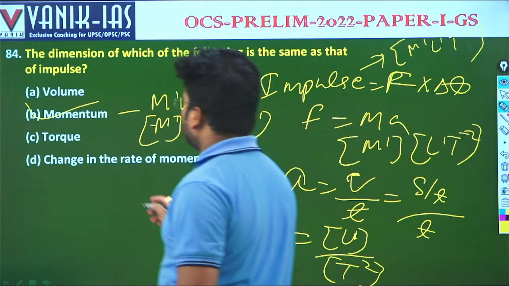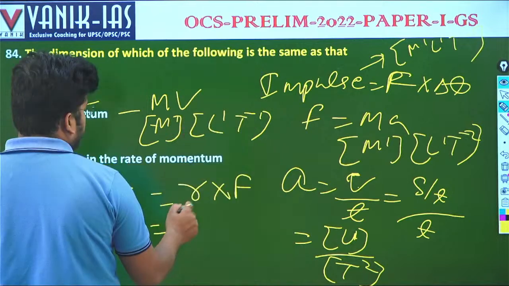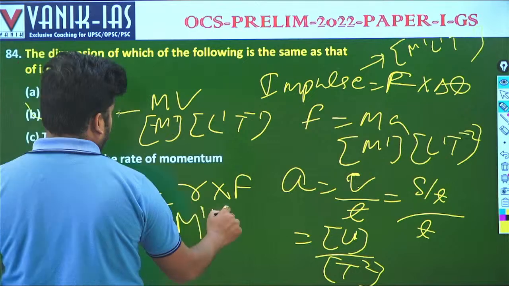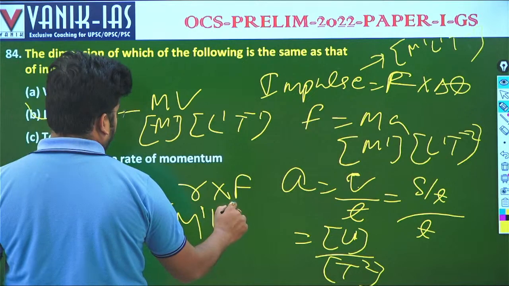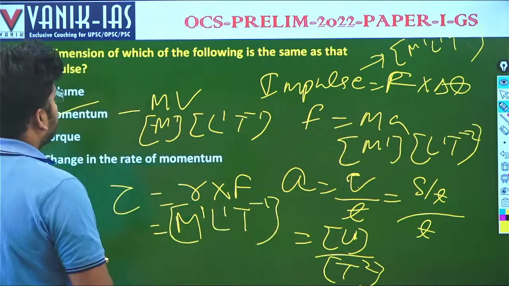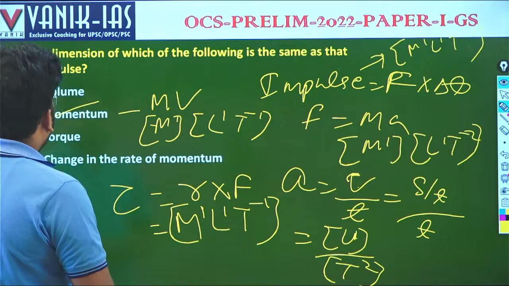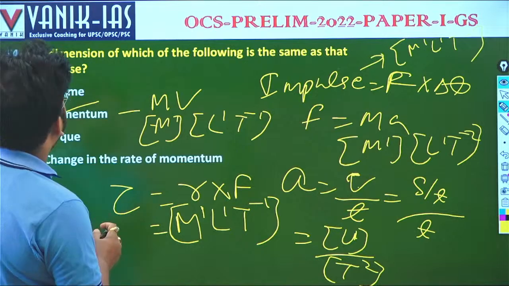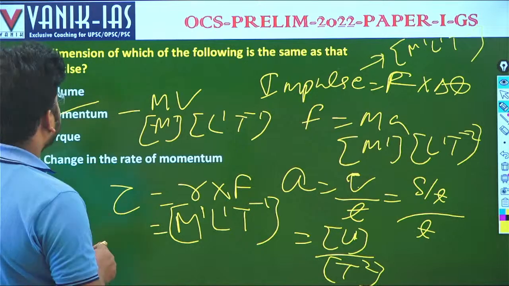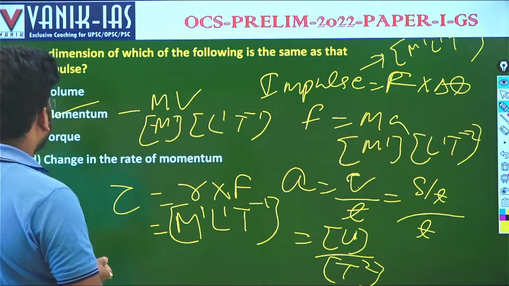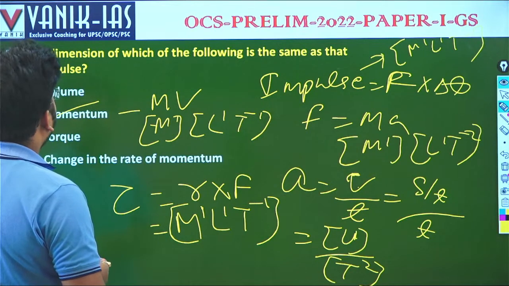Torque tau equals r cross f. So this is M1 L1 T minus 2 times L, which will also be the same, M1 L1 T minus 1. That is also the same, right? Change in momentum will be the same, so same as that of impulse. Momentum has the same, torque has the same, change in momentum also has the same, only volume is not.